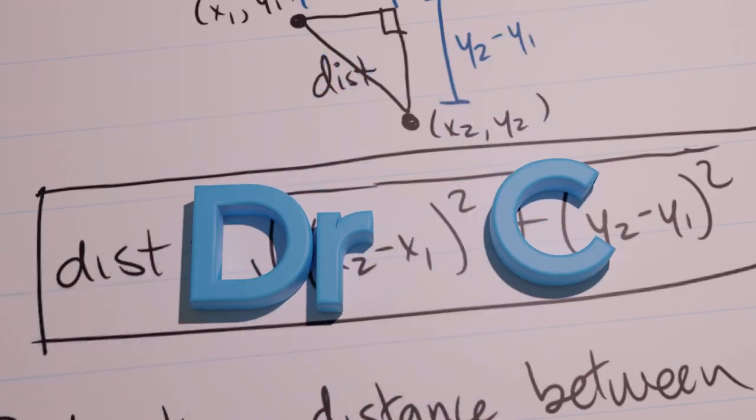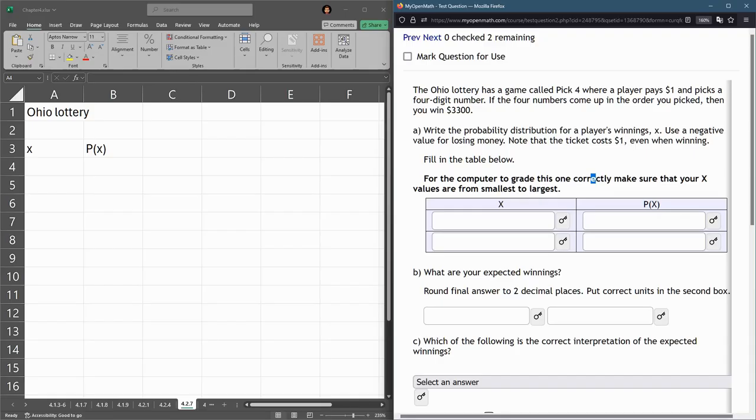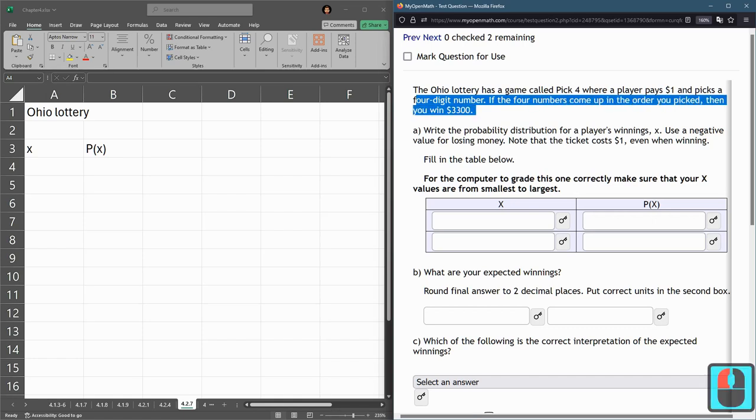We're looking at a lottery question now. You could compute the lottery in your state using this as well, anything about guessing numbers. In this question, we have a lottery where we pick four numbers. You pay a dollar and you pick a four-digit number. If the four numbers come up in the order you picked, you win $3,300.